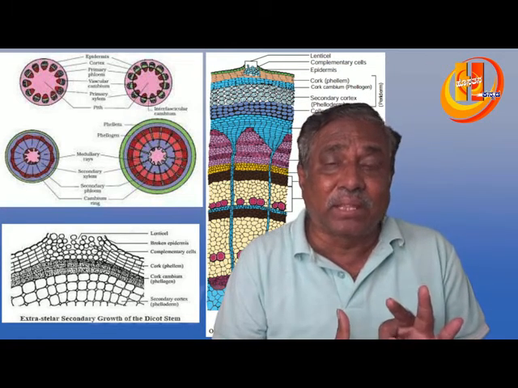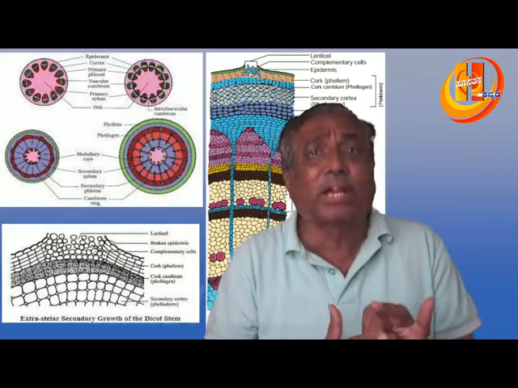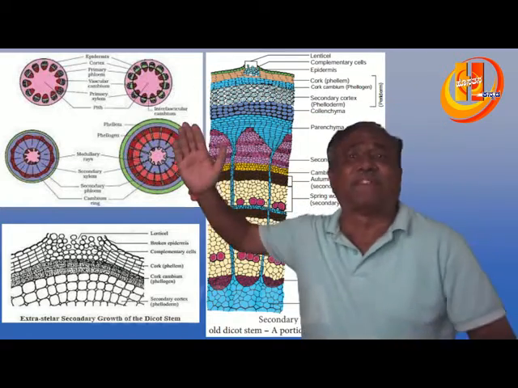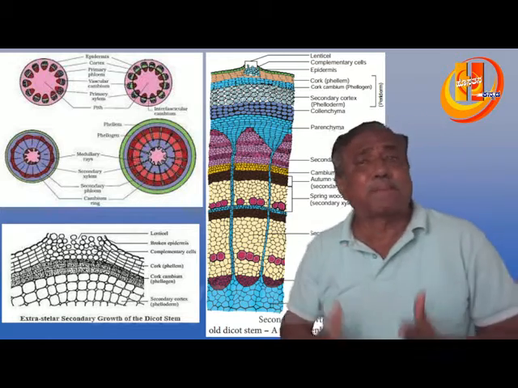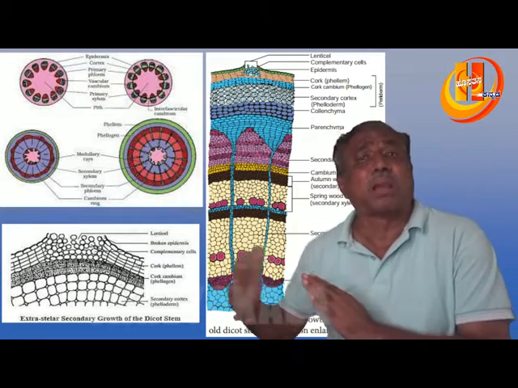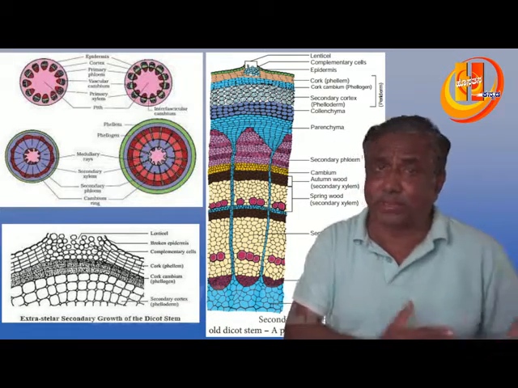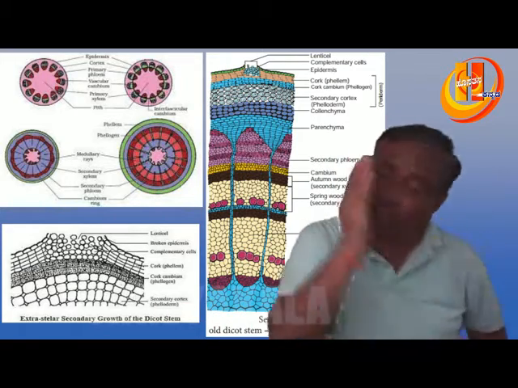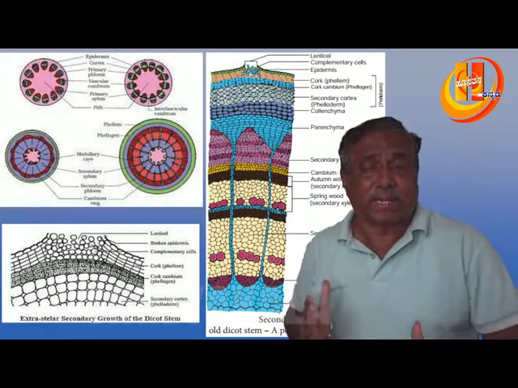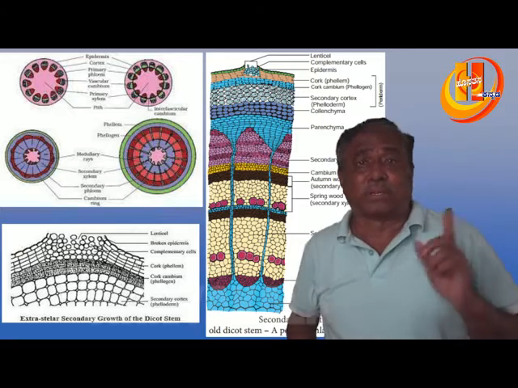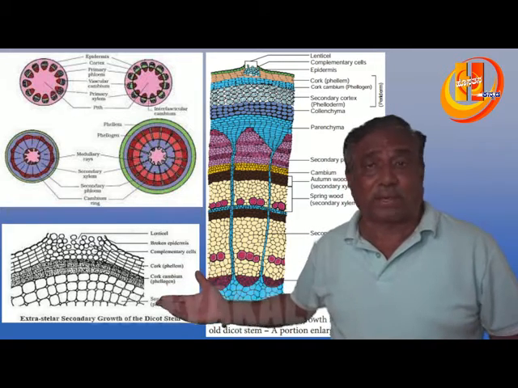Soft, living, yellow colored tissue present towards the periphery in the secondary xylem is called sapwood. Sapwood is also called alburnum. Sapwood or alburnum, heartwood or duramen. These words are also very important for NEET. Sapwood is alburnum, duramen is the heartwood.